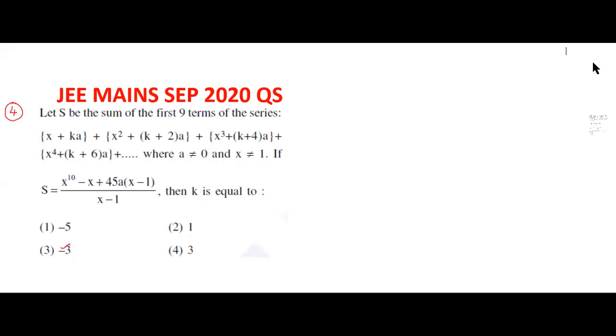In the previous class, we completed JEE Mains September 2020 questions in sequences and series. I completed 3 questions. Now this is part 2, the fourth question. See the fourth question, what they have given.